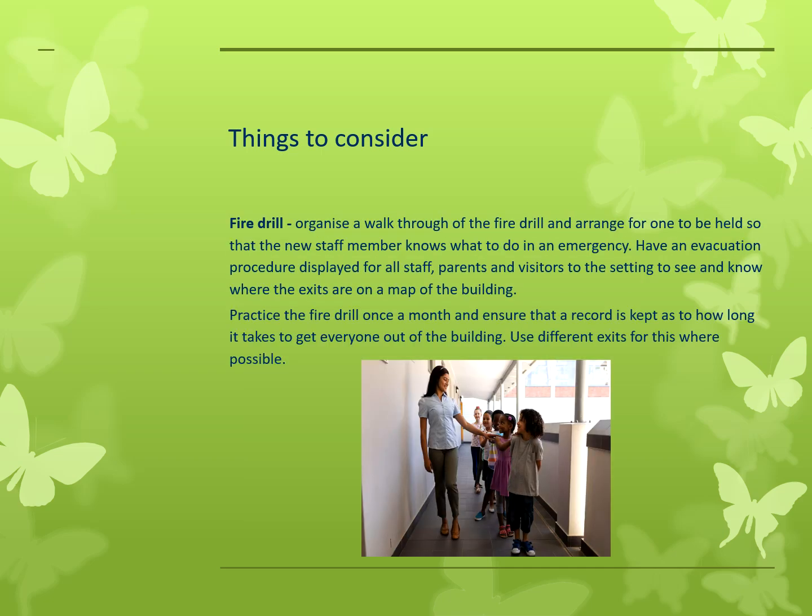Fire drill. Organise a walkthrough of the fire drill and arrange for one to be held so that the new staff member knows what to do in an emergency. Have an evacuation procedure displayed for all staff, parents and visitors of the setting to see and know where the exits are on the map of the building. Practice the fire drill once a month and ensure that a record is kept on how long it takes to get everyone out of the building. Use different exits for this where possible.